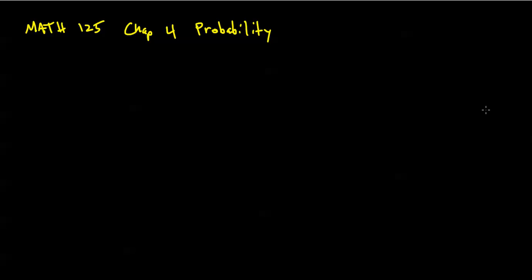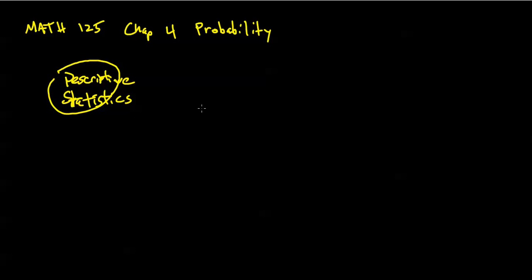Today we're going to start talking about Chapter 4, entitled Probability. As you may recall, we talked about three major subtopics in the course. The first was descriptive statistics, where we learn how to organize, visualize, and find ways to interpret raw data. We're going to call that portion of the course done. On we go then to probability, the second major portion of the course.